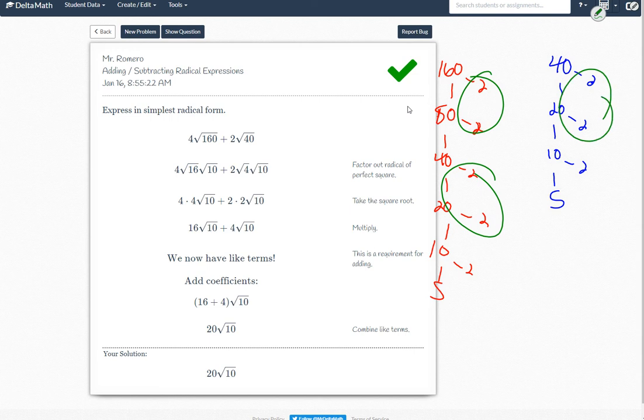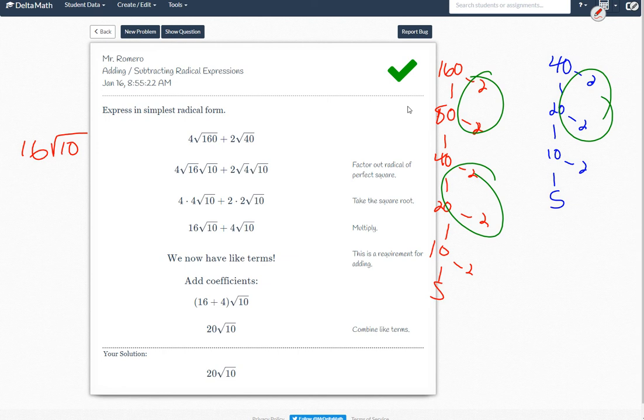The first term already had a 4 on the outside, the one with the 160. And now we're bringing out 2 2s, which is 2 times 2 is 4. So what's 4 times 4? 16, good. And then we're left with a 2 and a 5, which is 10. 2 times 5 is 10.